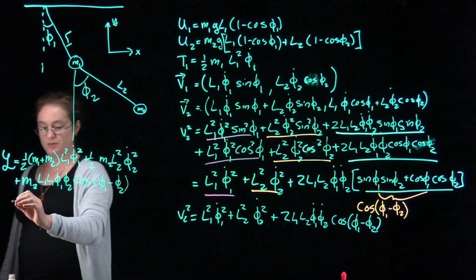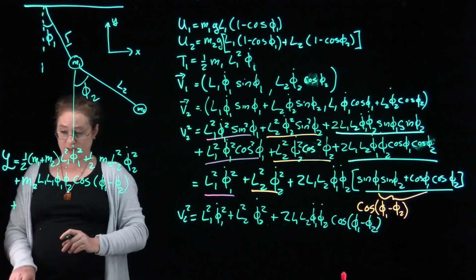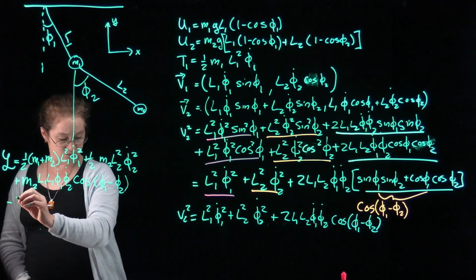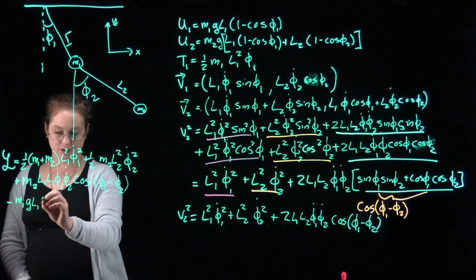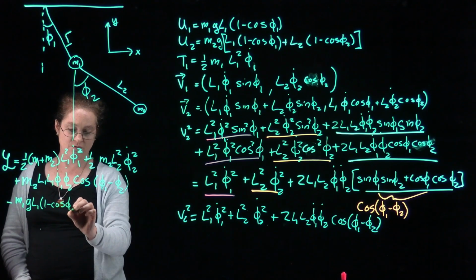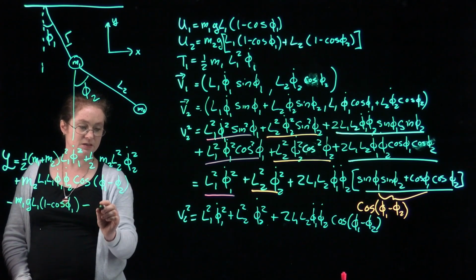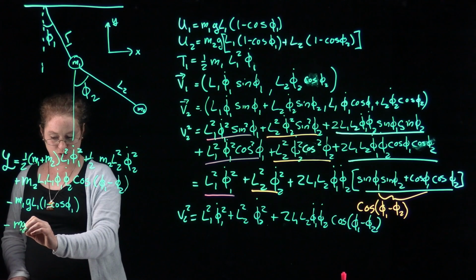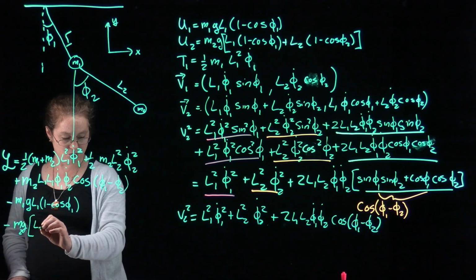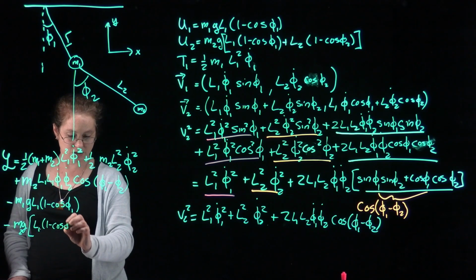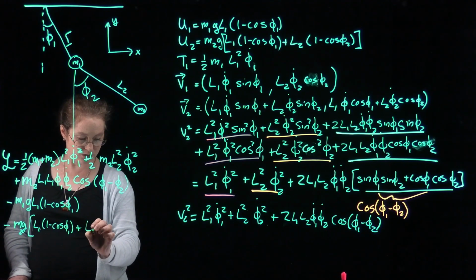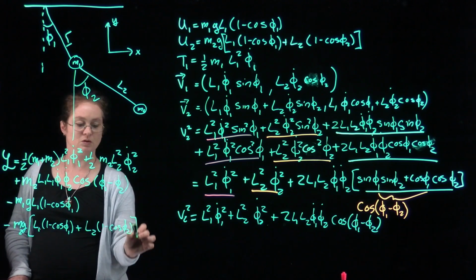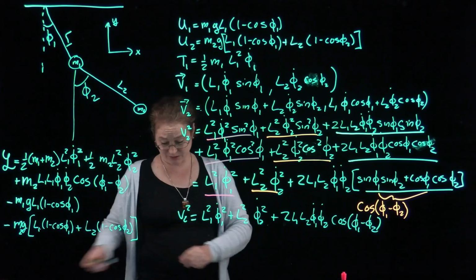I want to leave myself a little bit of room. And then all of the potential terms, negative M1G L1 1 minus cosine phi 1, minus, let me actually write the next term on the next line, M2G L1 1 minus cosine phi 1 plus L2 1 minus cosine phi 2. All right, that gives me the Lagrangian.